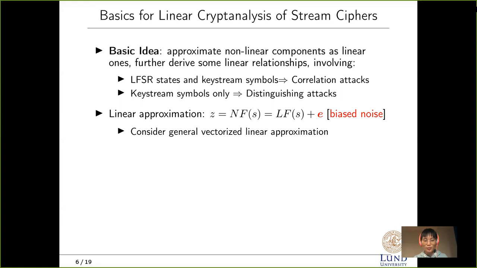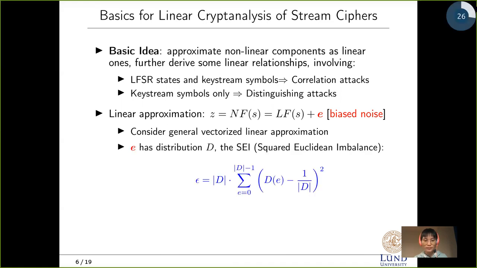Usually, a linear approximation is binary, but in our paper, we consider the general vectorized linear approximations. Suppose the noise E has distribution D, we can use the SEI, which is squared Euclidean imbalance, to evaluate it. The SEI is defined as the sum of the squared differences between each entry of the distribution and the uniform probability, and then multiplied by the dimension of the distribution D.